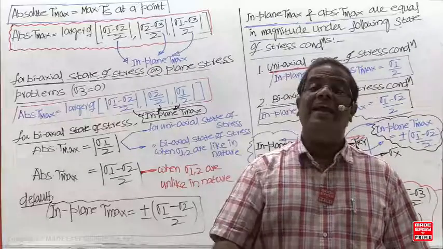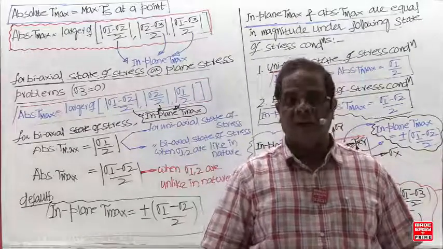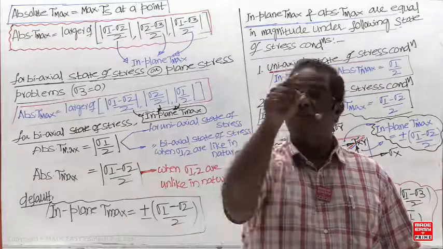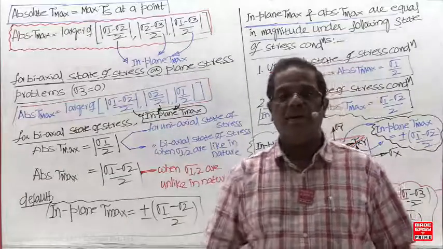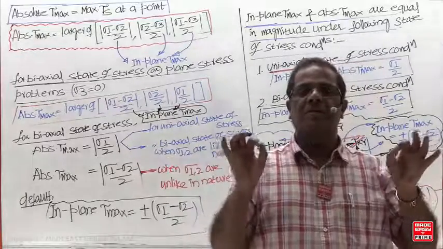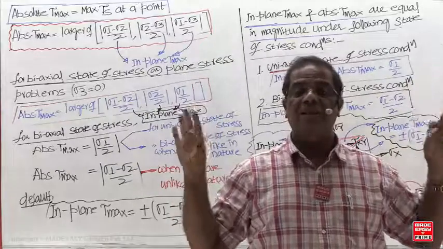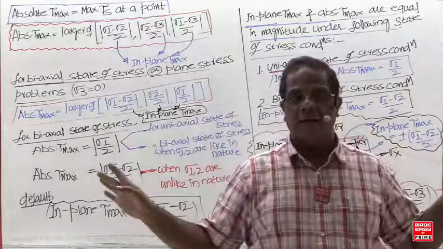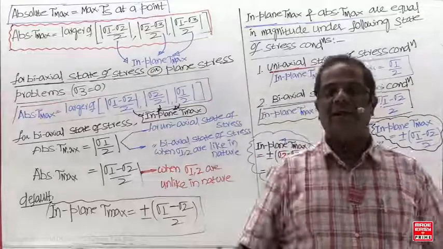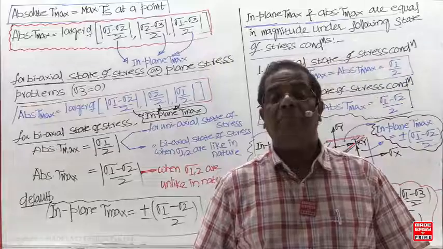And whenever it is mentioned in a member, determine maximum shear stress in a pressure vessel due to fluid pressure, in a member means once again you have to go for absolute tau max. But if nothing is mentioned in the question, simply sigma 1 and sigma 2 are given, determine maximum shear stress, if nothing is mentioned, you go for in-plane tau max. But whenever you are designing, whenever it asks at a point in a member, then you have to go for absolute tau max.